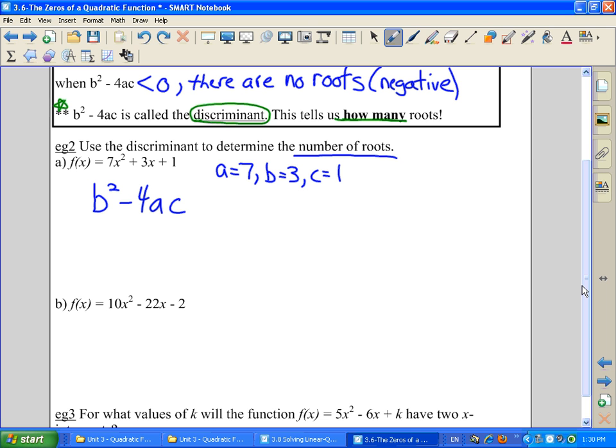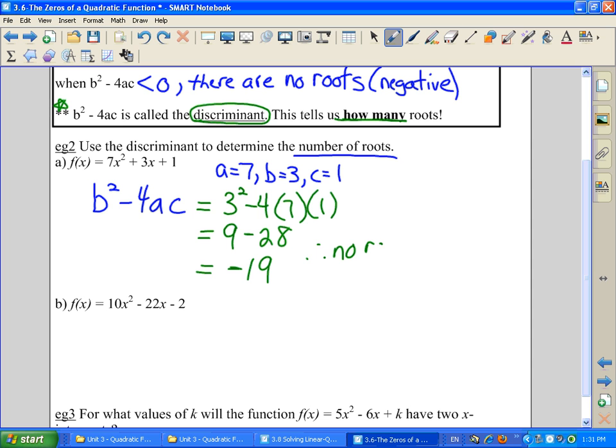And what do we notice here? We have b is 3 squared minus 4 times a, which is 7, times c, which is 1. Use our calculators or our brains, and we're going to have 9 minus 28. And 9 minus 28 is negative 19. Look at the value, negative 19. This value is negative, therefore there are no roots.